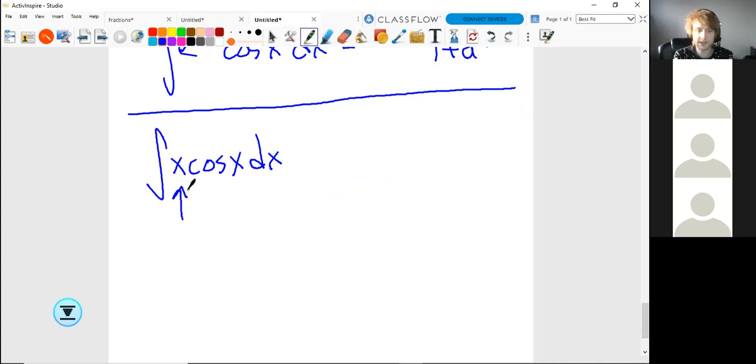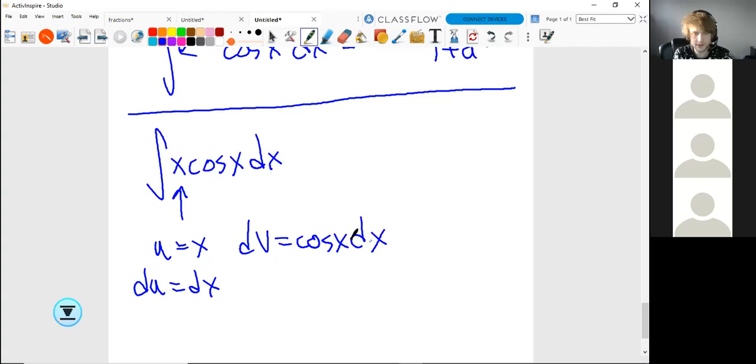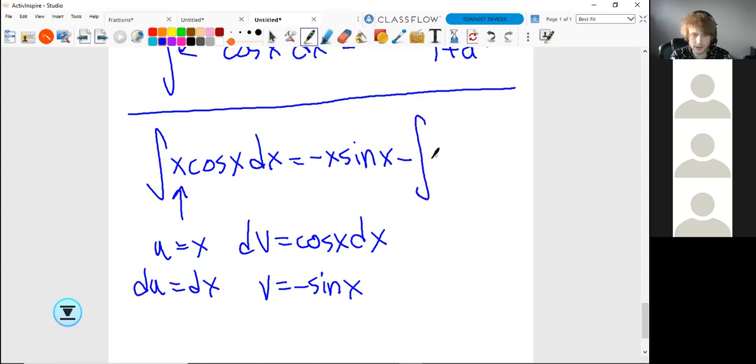Well, we really would like this thing to go down. If the degree of the polynomial term goes down, then our integral becomes easier. So we could say that u is equal to x. So du is equal to dx and dv is equal to cosine x dx. So v is equal to sine x. So we have that this is equal to x sine x minus the integral of sine of x dx.